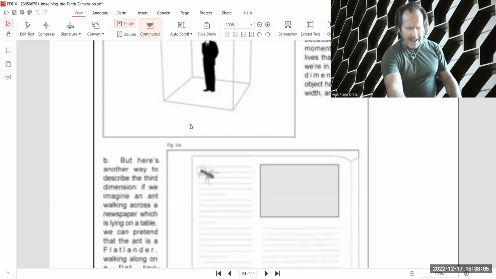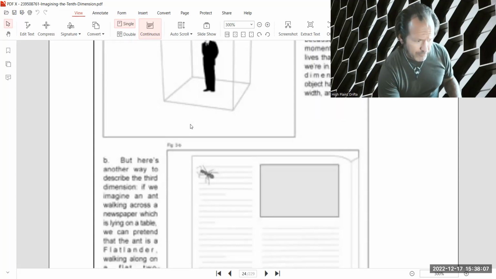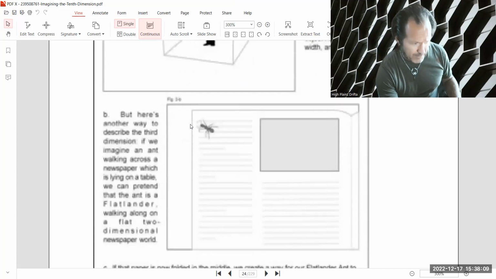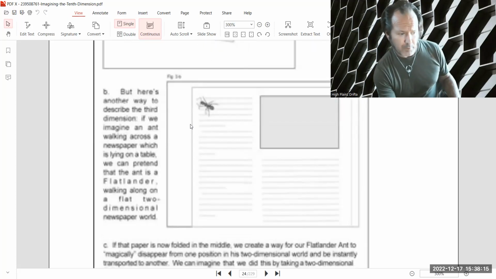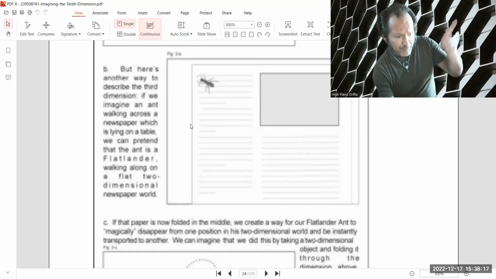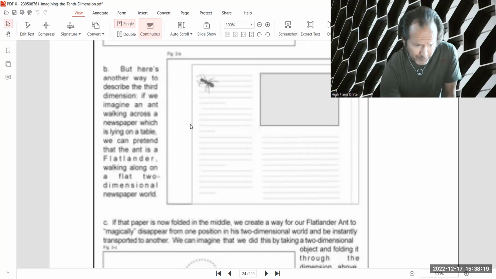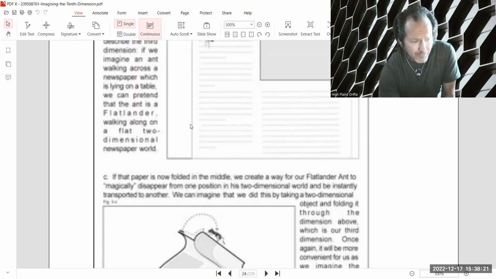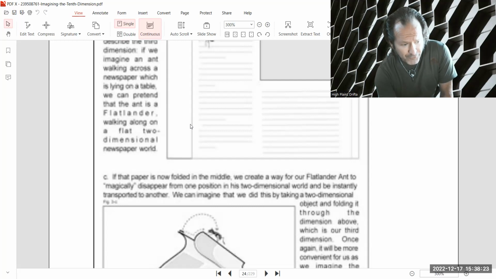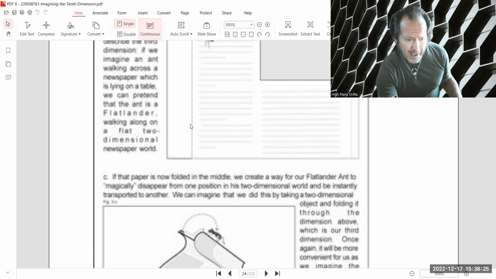If we imagine an ant walking across a newspaper which is lying on a table, we can pretend that ant is a Flatlander walking along on a flat two-dimensional newspaper world. If that paper is now folded in the middle, we create a way for our Flatlander ant to magically disappear from one position in his two-dimensional world and be instantly transported to another.